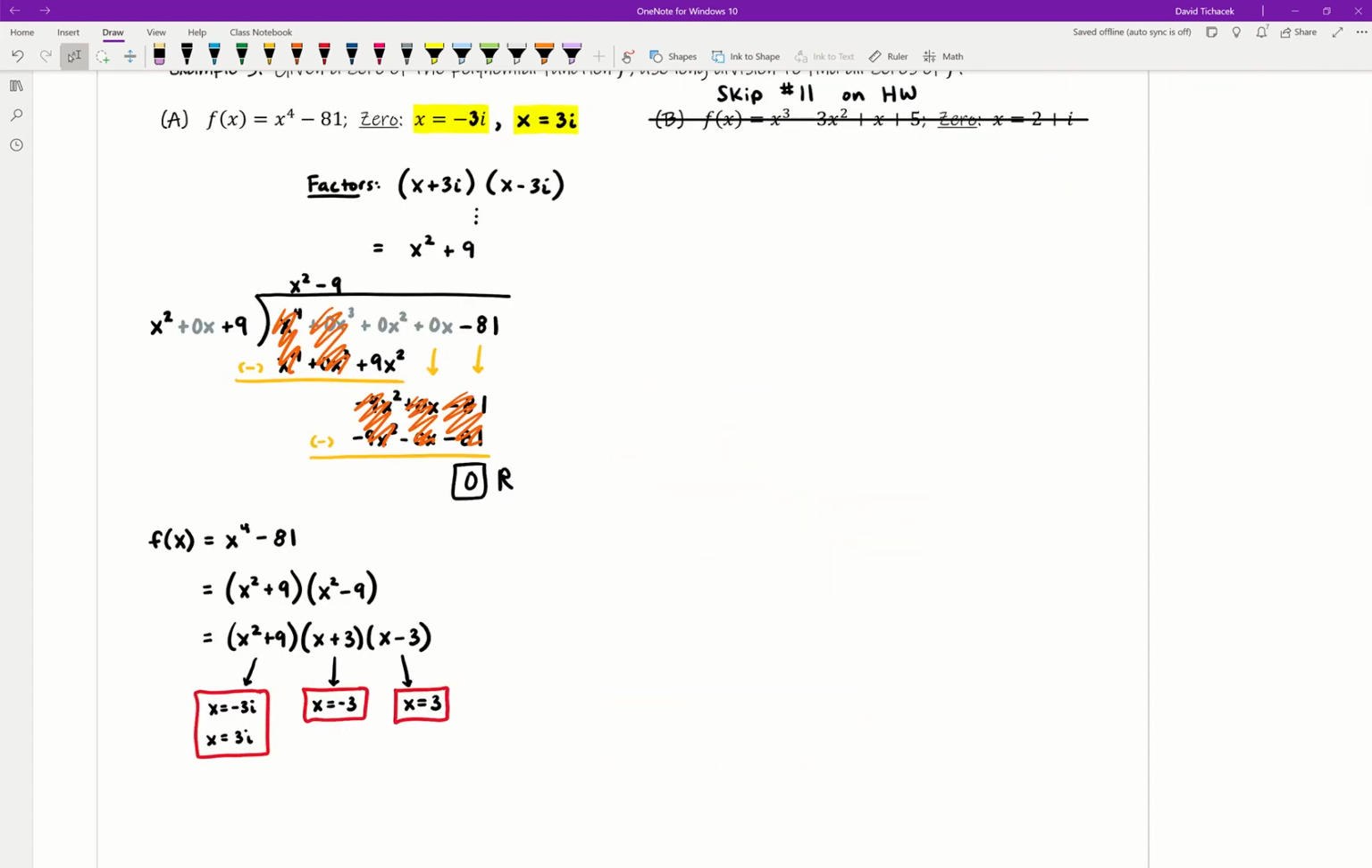So again, the point of this video is to point out that anytime you have a complex zero, its conjugate is also automatically a 0. And also, if you have a 0, it always corresponds to a factor that looks like x minus that number. And then you can expand those factors out to get your actual function formula, okay?